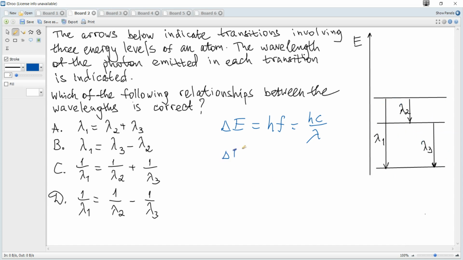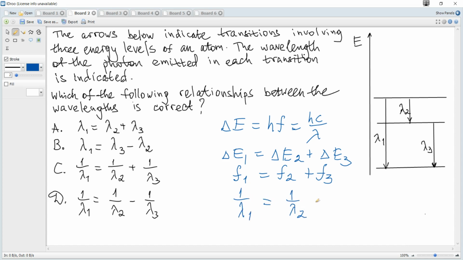So delta E1 is equal to delta E2 plus delta E3. And in terms of frequency, it's not required here, but we get that frequency 1 is equal to frequency 2 plus frequency 3. And in terms of wavelengths, we get that 1 over lambda 1 is equal to 1 over lambda 2 plus 1 over lambda 3. Hence, C is correct.